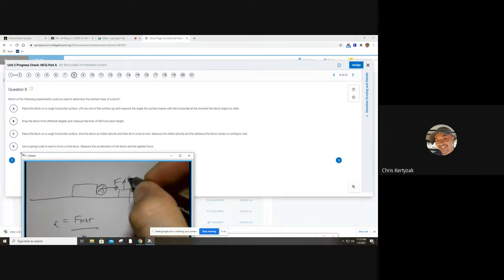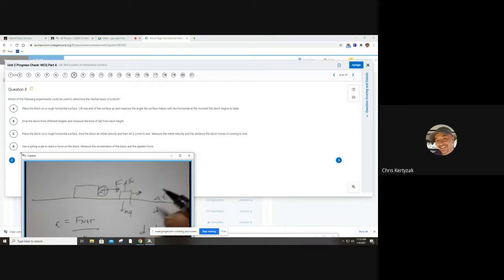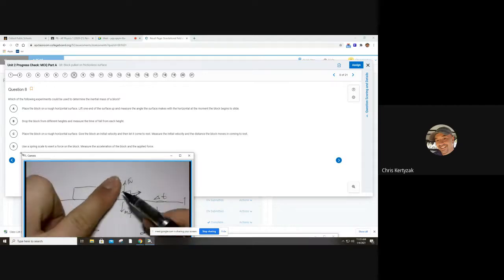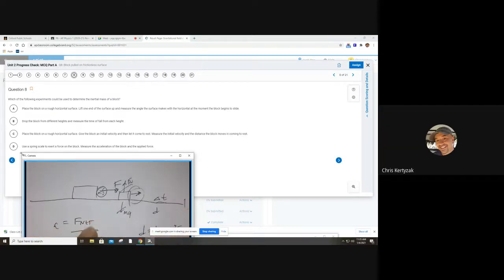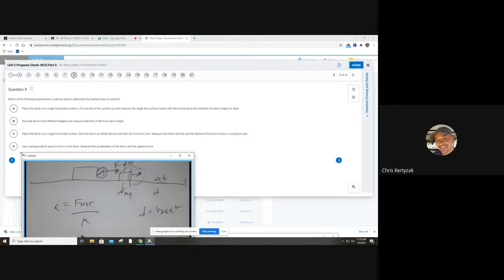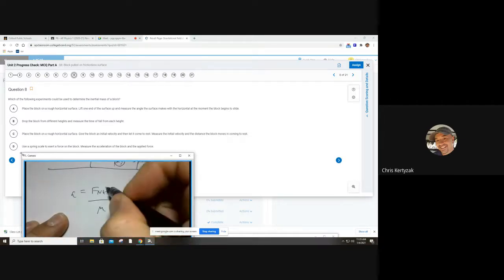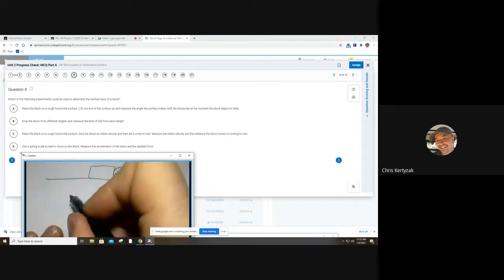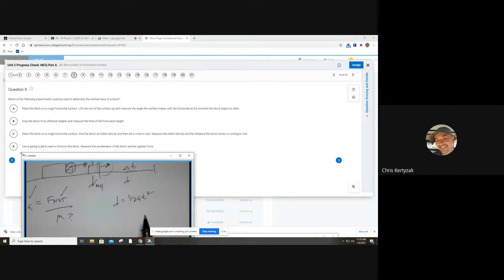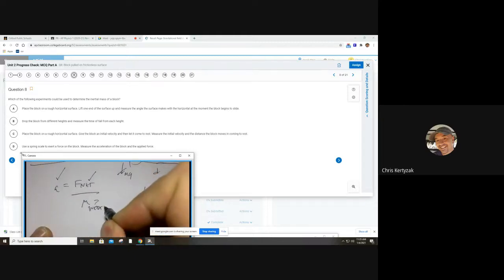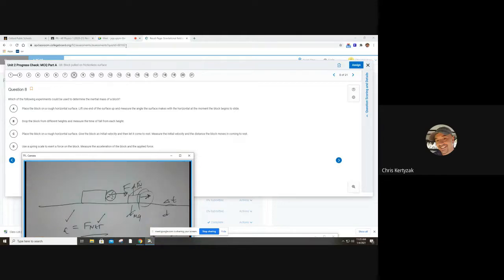Because remember, the normal force and the weight are canceled. So when we're talking about net force, these cancel, but this is the net force. So this net force becomes the thing that you're pulling it with, and therefore you could technically solve for M. This would be measured from the spring scale. A would be measured from doing the kinematics, and that would be inertial mass. So for that reason, it would be D.